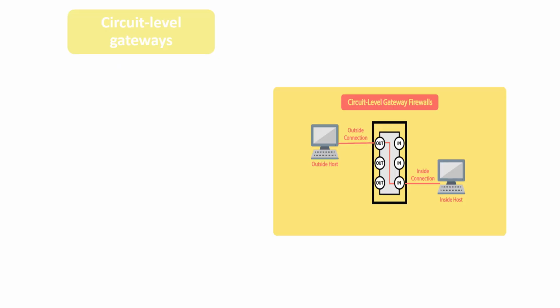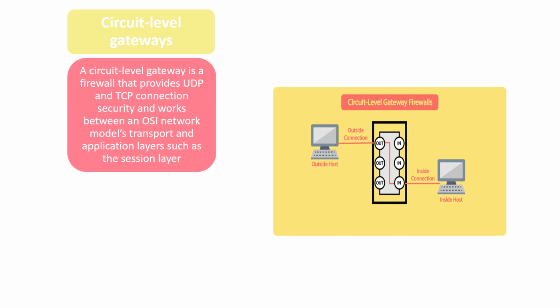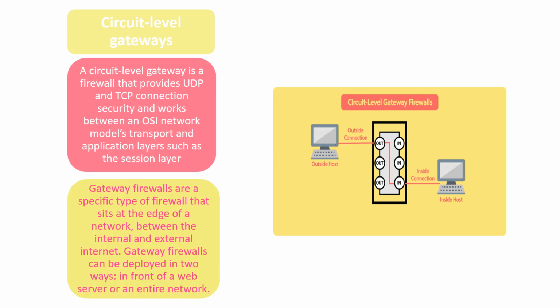The next type of firewalls are circuit level gateways, and this is a firewall that provides UDP and TCP connection security and works between the OSI network model's transport and application layers, such as the session layer. These are a specific type of firewall that sits at the edge of the network between the internal and external internet. And these gateway firewalls can be deployed in two ways: in front of a web server or an entire network.